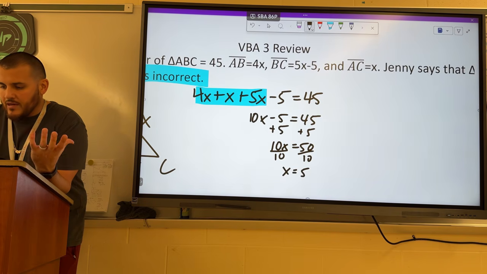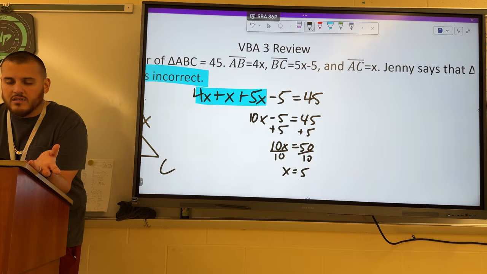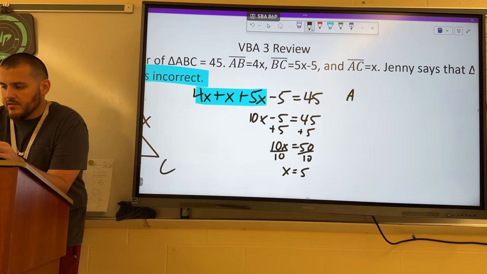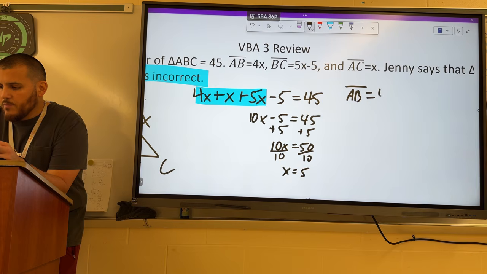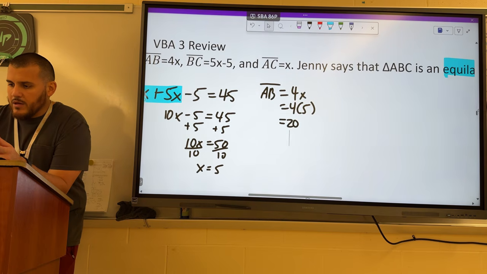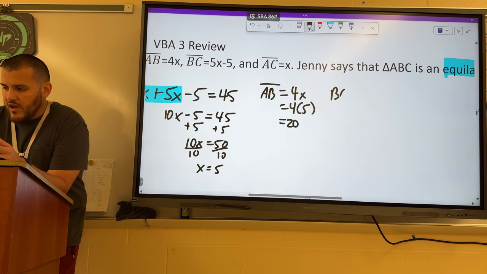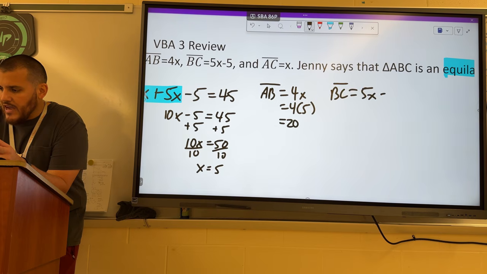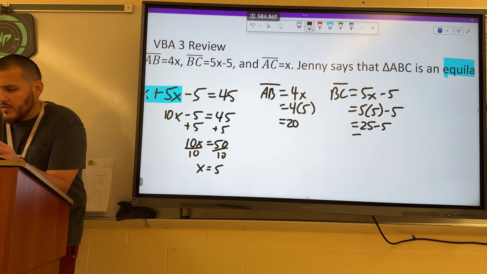What does that mean? I know x is 5. I can plug that into the sides now and figure out how long they are. So AB, for example, was 4x. So 4 times 5, since 5 is what we got for x, gives me 20 for AB. What about BC? BC is 5x minus 5. Again, I got 5 for my x, so I'm plugging that in. 5 times 5 minus 5. 5 times 5 is 25. 25 minus 5 gives me 20.